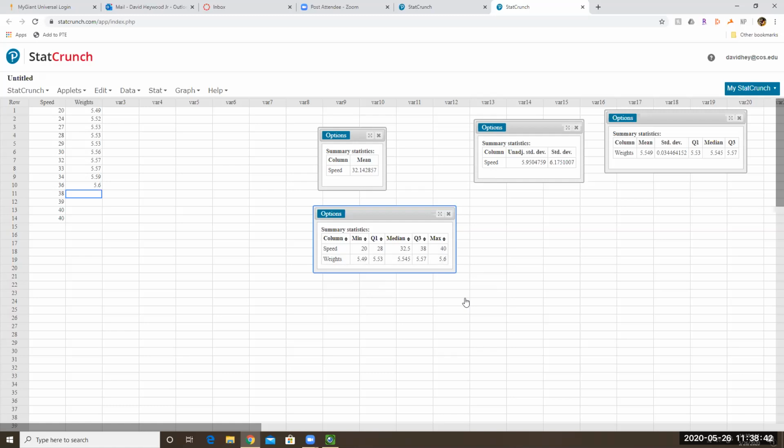So that's how summary statistics work from chapter 3. It's really nice to be able to use StatCrunch to do this stuff. It's a lot quicker, obviously, to do standard deviation this way than to have to do the problems by hand.